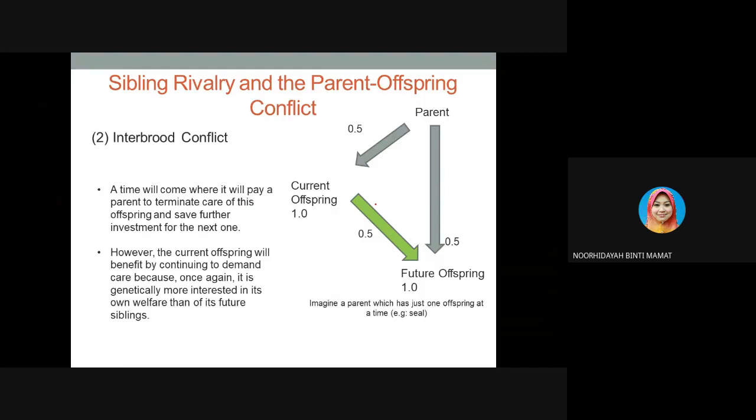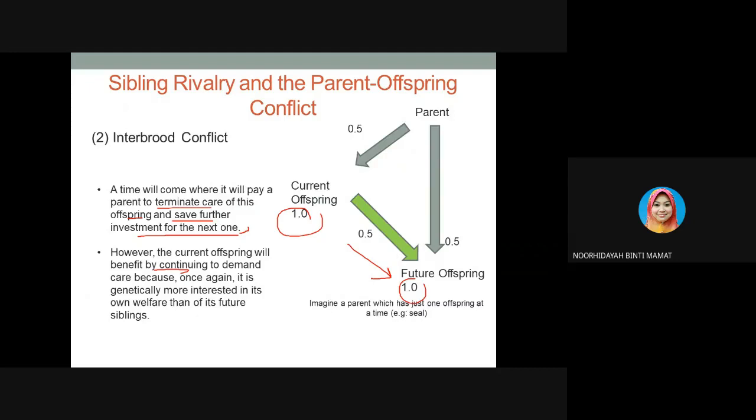So we move to the inter-brood conflict. At times it will pay a parent to terminate care of its offspring and save the care, the further investment, for the next offspring. However, the current offspring will benefit by continuing to demand care, because once again it is genetically more interested in its own welfare than in that of its future sibling.